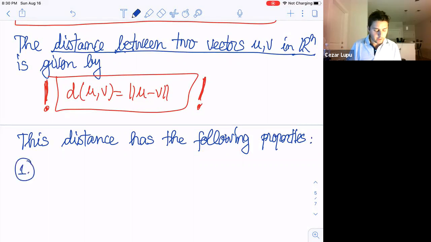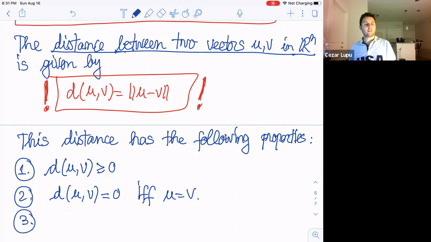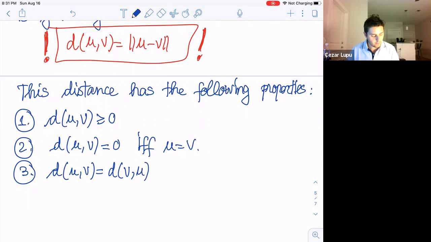The first one that I would like to mention, clearly the distance between u and v will always be non-negative, right? With equality, in fact, let me mention this is a property too. The distance between u and v is 0 if and only if u equals v. The second one is nothing else than just the equality case from the first one. And the third one is that d(u,v) is symmetric, it is the same as d(v,u). This is very easy to check.